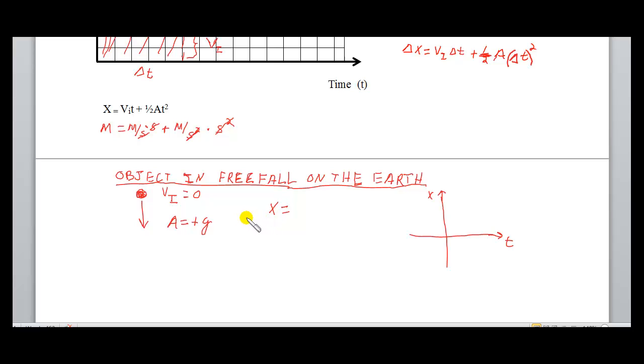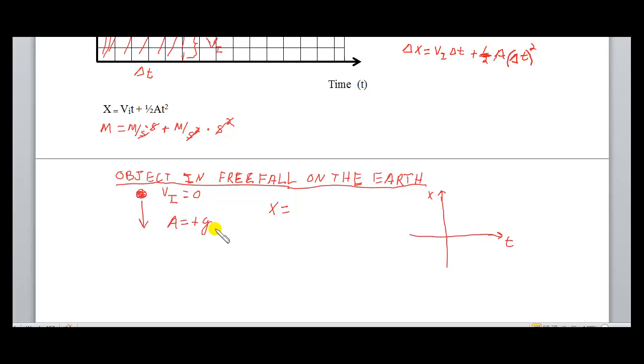Here's an application of this equation. Suppose we have an object in free fall on the Earth, such as a ball, like a tennis ball, that we simply release from rest. In other words, it has an initial velocity equal to 0. And we know that if it's in free fall, then the only force acting on it is the force of gravity. And therefore it's undergoing a constant acceleration, a, which is equal to positive g, where g stands for the acceleration due to gravity, which you know is around 9.8 or 10 meters per second squared.